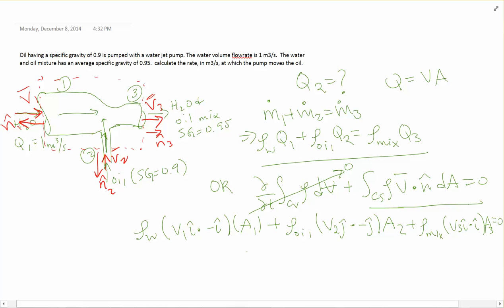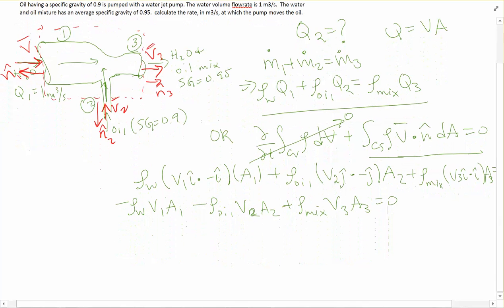So if you go through and multiply all this, do the dot products and everything, you're going to end up with negative rho for the water times V1 A1, minus rho of the oil times V2 A2, and then plus rho for the mixed fluid times V3 A3, and that needs to equal 0. And if you remember that Q is the velocity times area, you'll notice that you get exactly what we had up here.